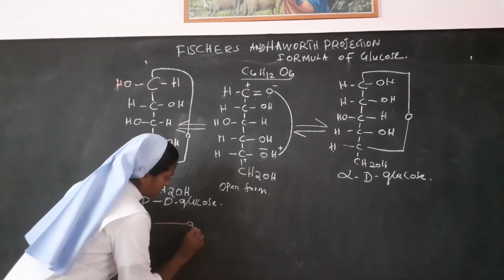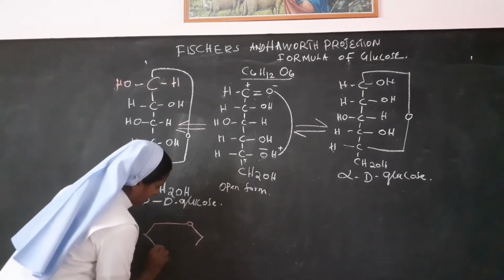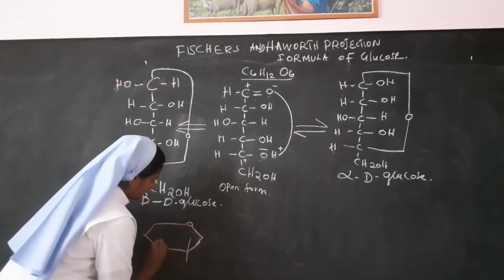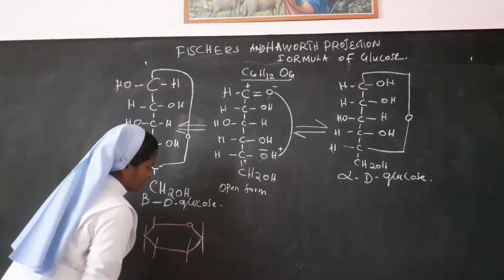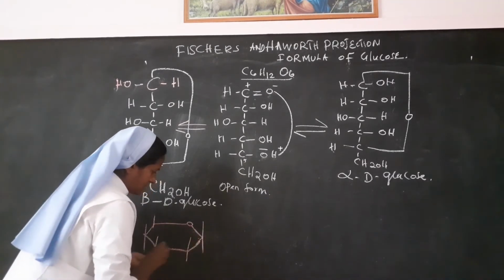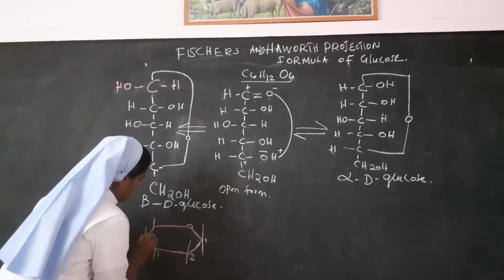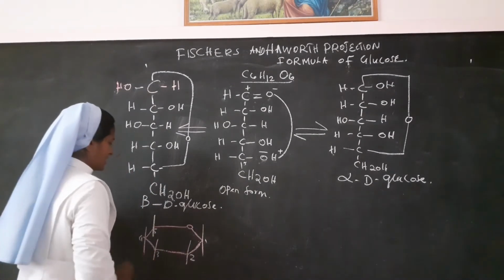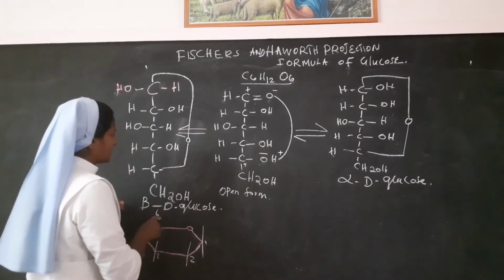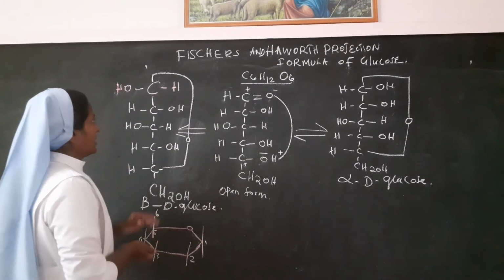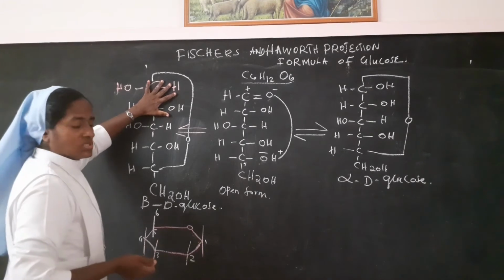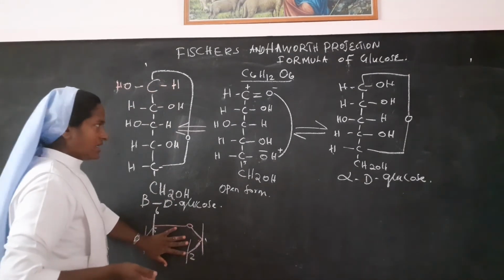Here we draw the ring first. Okay, here is the first carbon, second carbon, third carbon, fourth carbon, fifth carbon, and here is the sixth carbon. In the sixth carbon, how do we write it? Now we are going to write this beta D glucose in the ring structure.